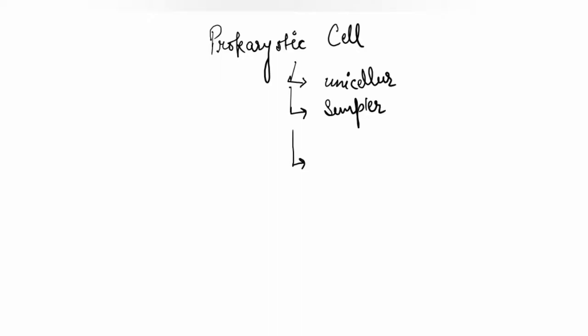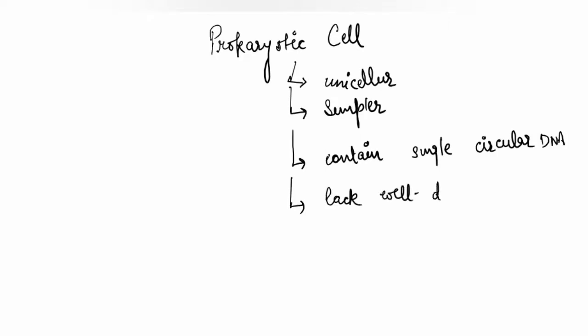They contain a single circular DNA, and they lack well developed organelles. So in this video we will be completing all these things, that include the external structures as well as the cell envelopes. So before starting that, let's discuss what the characteristics of living organisms are.